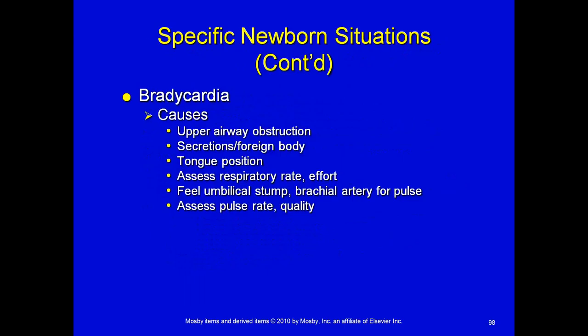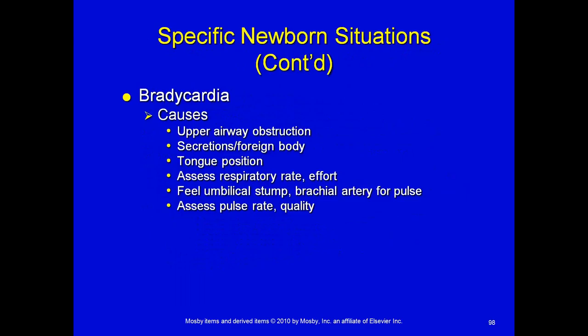secretions, foreign body aspiration, tongue on the back of the throat. Assess the respiratory rate and effort to see if there's an increased work of breathing. Remember that in newborns, just like with children, their efforts may include things like grunting, stridor, intercostal retractions, head bobbing, things that would indicate that they're working really hard to breathe.